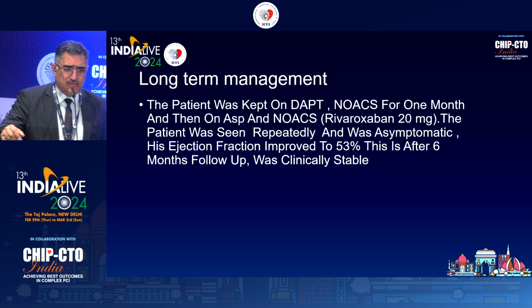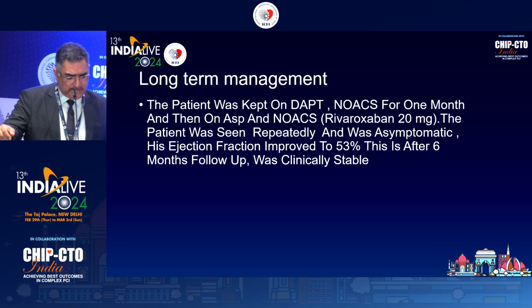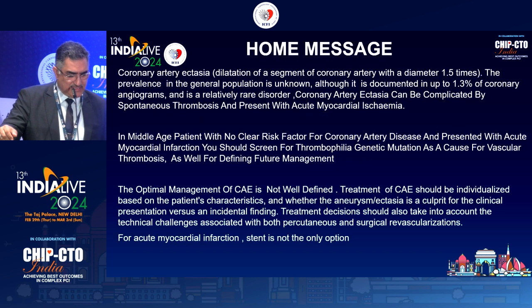The other problem is what to use further after giving thrombolytic therapy. There is no full agreement about the treatment. I kept the patient on dual antiplatelet therapy, in addition to a novel oral anticoagulant for 1 month, and then I kept the patient on aspirin and rivaroxaban 20 milligrams. The patient was seen repeatedly and was asymptomatic. His ejection fraction improved to 53, and this is after 6 months of follow-up, and he was clinically stable.